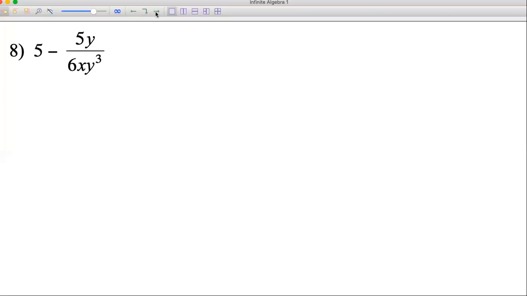Okay, so I'm going to get 30xy cubed minus 5y all over 6xy cubed. The answer says -5, not minus 5y. Well, we're not done yet. What can we factor out of the top and the bottom? We can factor out a y and a 5. So I can factor out a 5y from the top.